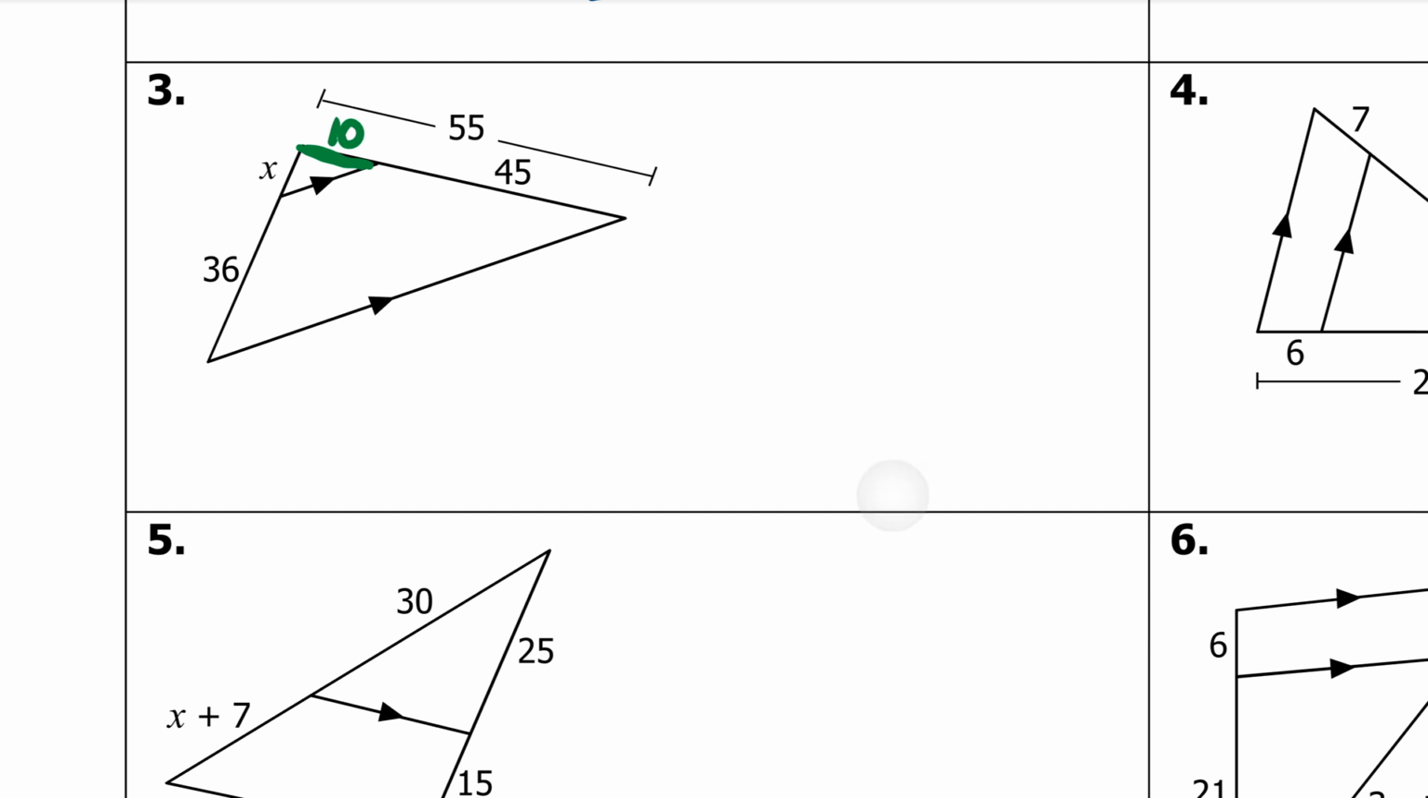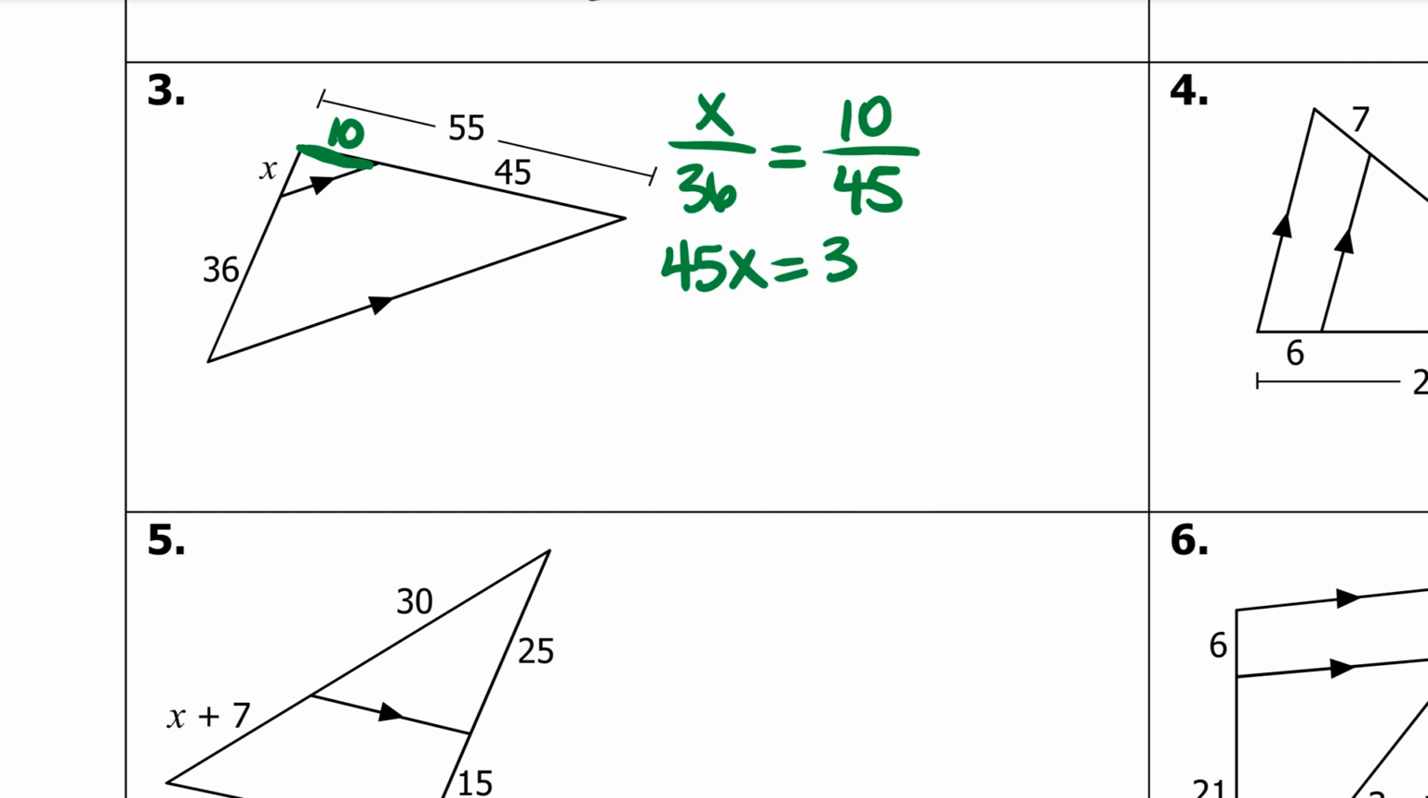So for my proportion this time, I'm going to do x over 36 equals 10 over 45. So then when we cross multiply, this is going to be 45x equals 360. We're going to divide both sides by 45. So 360 divided by 45, x will equal 8.